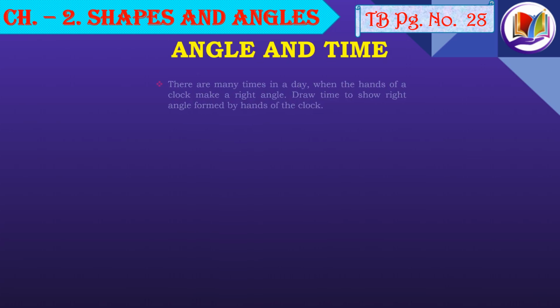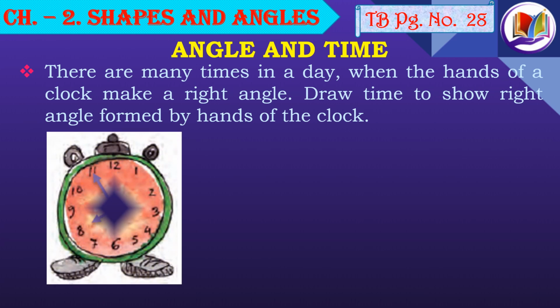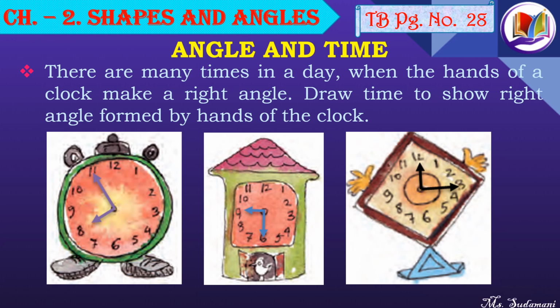So children, here we are going to try and find out how many times in the day a clock forms a right angle. So let's try and draw a few times to show the hands of the clock forming a right angle. Now to form a right angle, the difference between the movement of the hands should be 3 jumps, that is 3 numbers. Let's take the jump from 8 to 9 in the first clock, then 9 to 10 and 10 to 11.